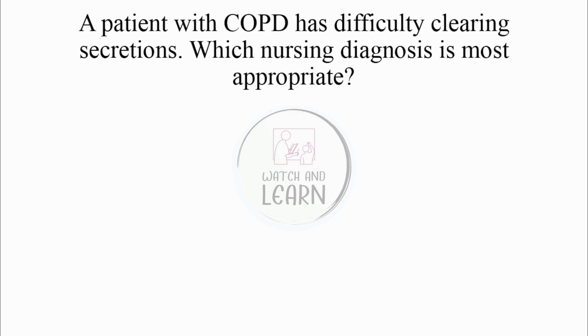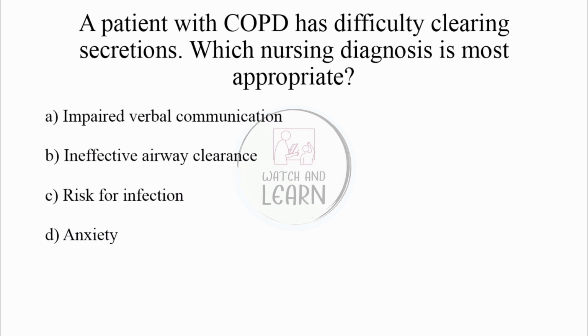A patient with COPD has difficulty clearing secretions. Which nursing diagnosis is most appropriate? Options are option A, impaired verbal communication, option B, ineffective airway clearance, option C, risk for infection, option D, anxiety. The right answer is answer B, ineffective airway clearance.